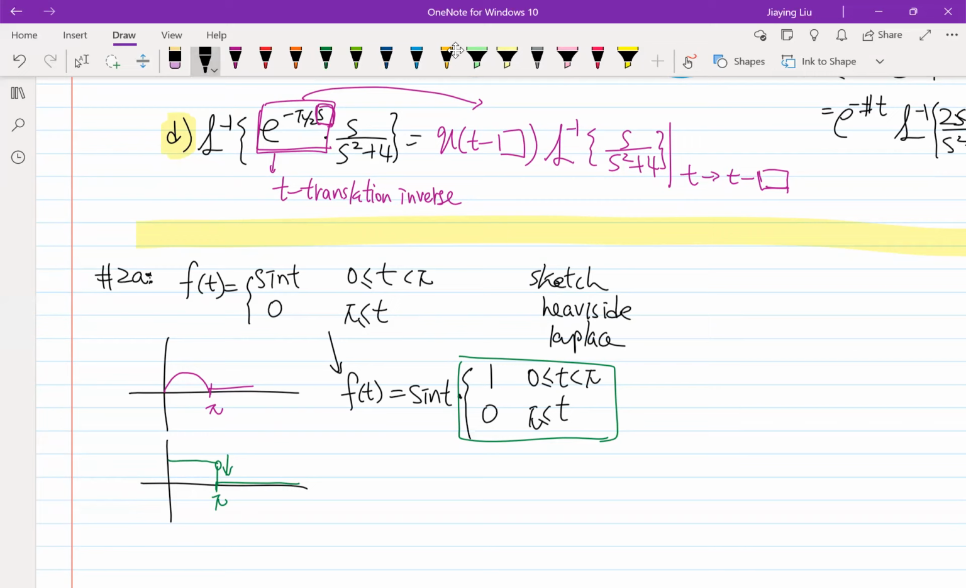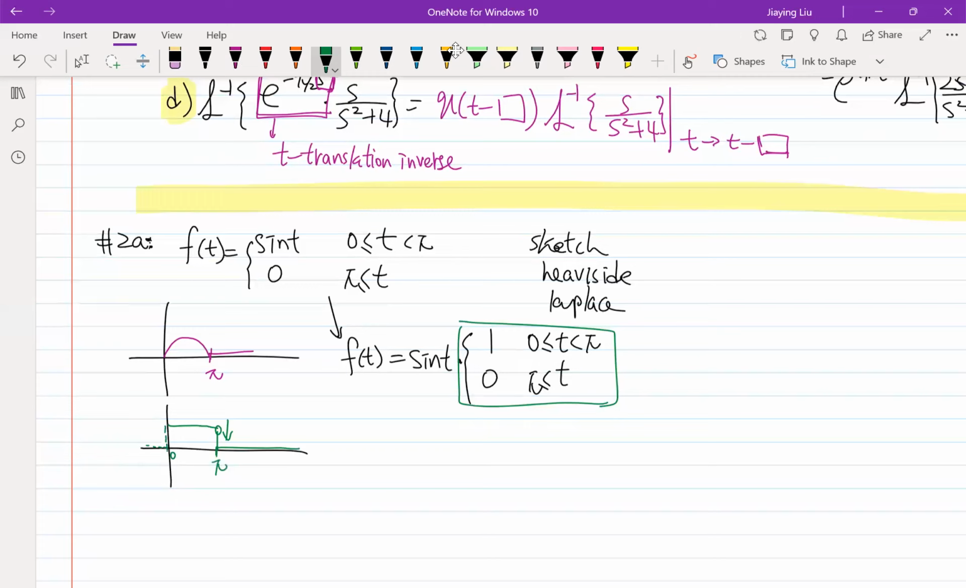So for that one, there's a couple of ways. One thing is that I can try to complete the left side: at t equals 0, it goes up, and then at t equals pi, it goes down. So that becomes u(t minus 0) minus u(t minus pi). If we have a graph that goes up and then comes down to 0.